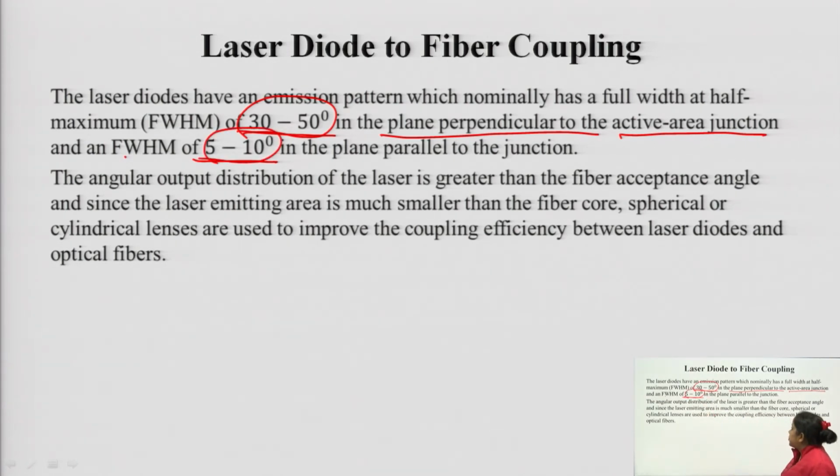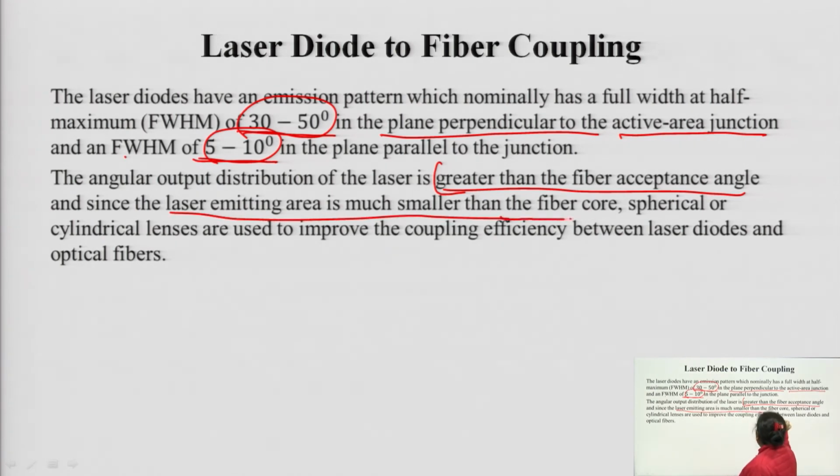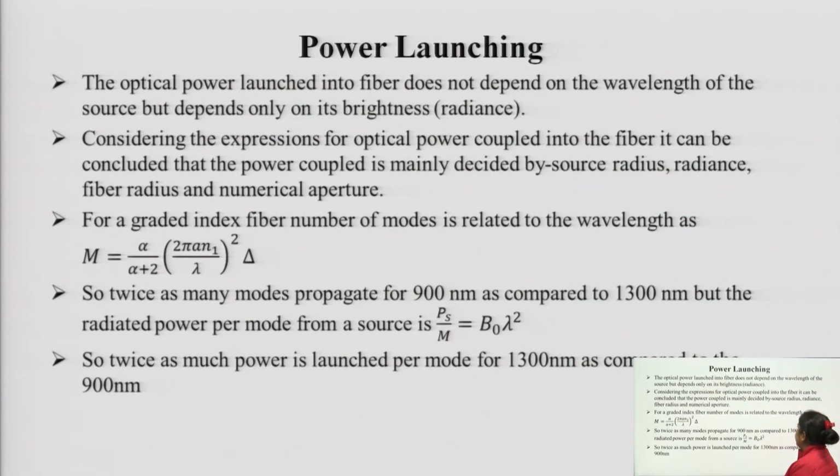The angular output distribution of the laser is greater than the fiber acceptance angle. So, what is the difference between the laser and the LED fiber coupling? That the angular output distribution of the laser is greater than the fiber acceptance angle. What is the reason behind this? Because the laser emitting area is smaller than the fiber core. That is, in this case always RS, that is, always less than A. Spherical or cylindrical lenses are used to improve the coupling efficiency.